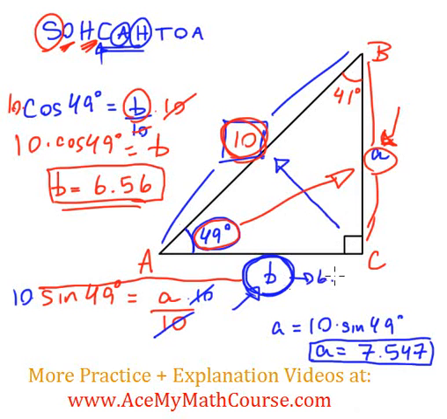That measures 6.56. That measures, I should have done 3 decimal places, I guess. Oh well, 7.547. Can't speak correctly today. And that's it.